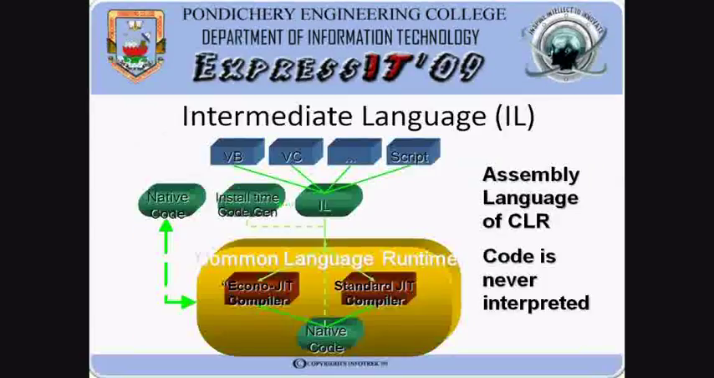Next we have intermediate language. The thing is, we can code in various languages. Various code goes through intermediate language. This is then sent to common language runtime. This is actually the just-in-time compiler. It gets the code on the spot from intermediate language, and it decodes or compiles it.